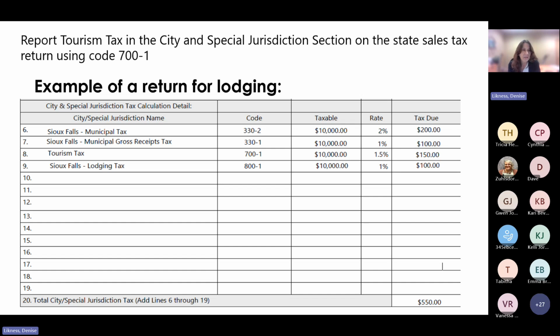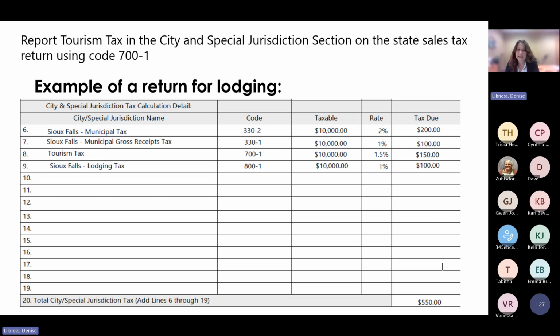I am going to draw your attention to the Sioux Falls lodging tax. Different cities in the state have a lodging tax. I always call it a lodging fee because I never felt it was really a tax, but it's a fee that they charge for hotel stays in their city. A lot of cities have it. Watertown has it, Sioux Falls has it, Rapids has it, but Sioux Falls is the only one that we actually collect. We collect it and then remit it back to Sioux Falls.